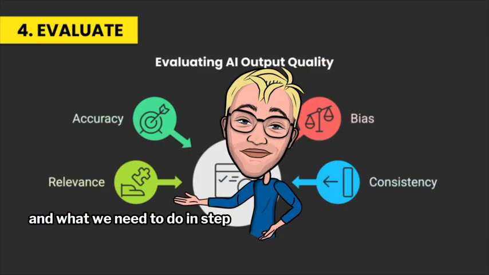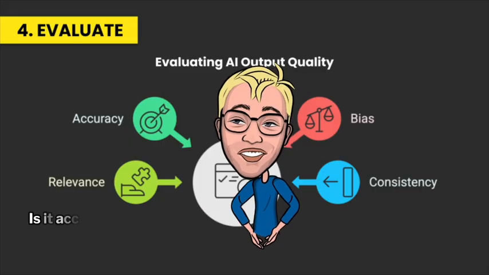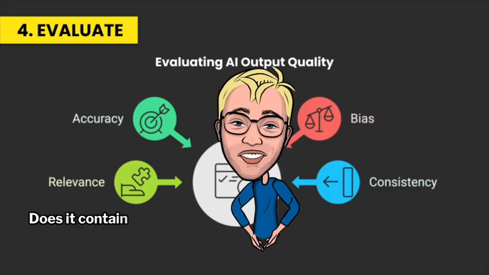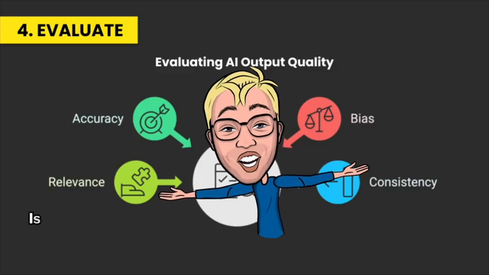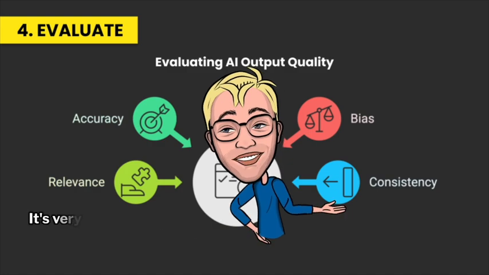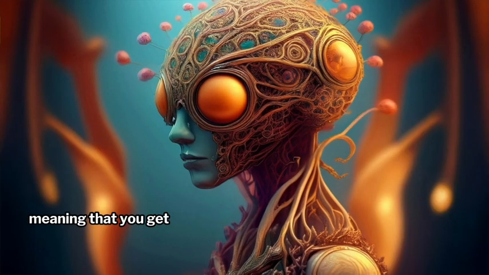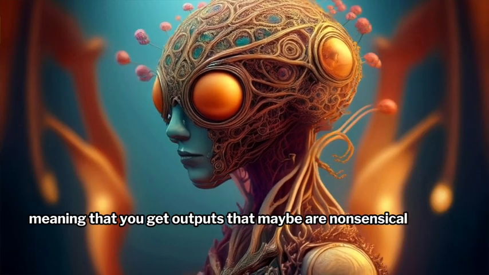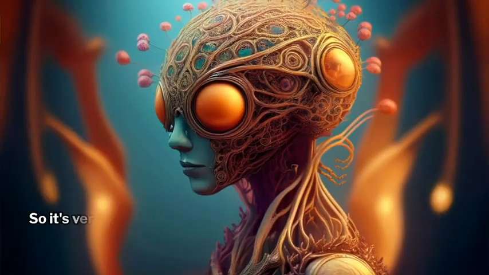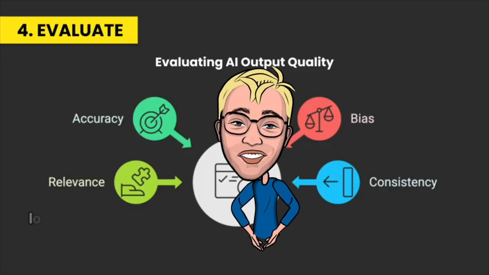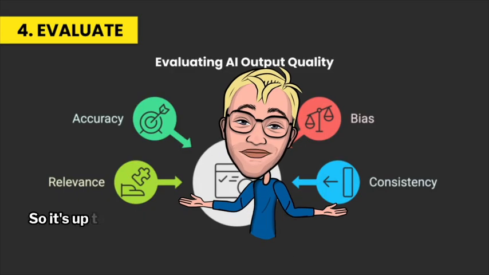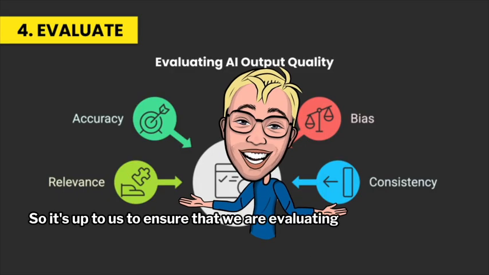And what we need to do in step four is to evaluate. This is where we critically assess the AI's output. Is it accurate? Is it factually correct? Does it contain bias or problematic content? Is it relevant to what you ask for? Is it consistent throughout? It's very common for large language models to hallucinate, meaning that you get outputs that maybe are nonsensical or not factual. So it's very important that you take a close look at every output that you get. And remember, AI does make mistakes. So it's up to us to ensure that we are evaluating it properly.